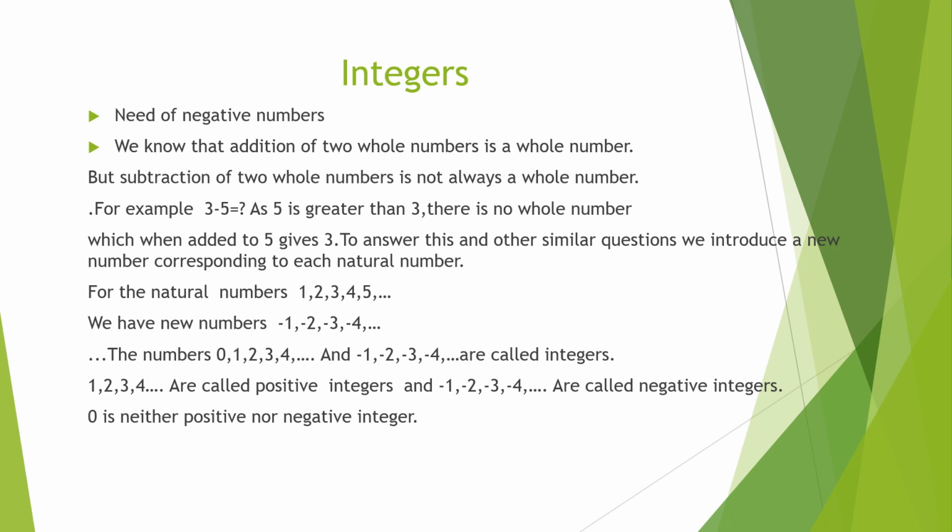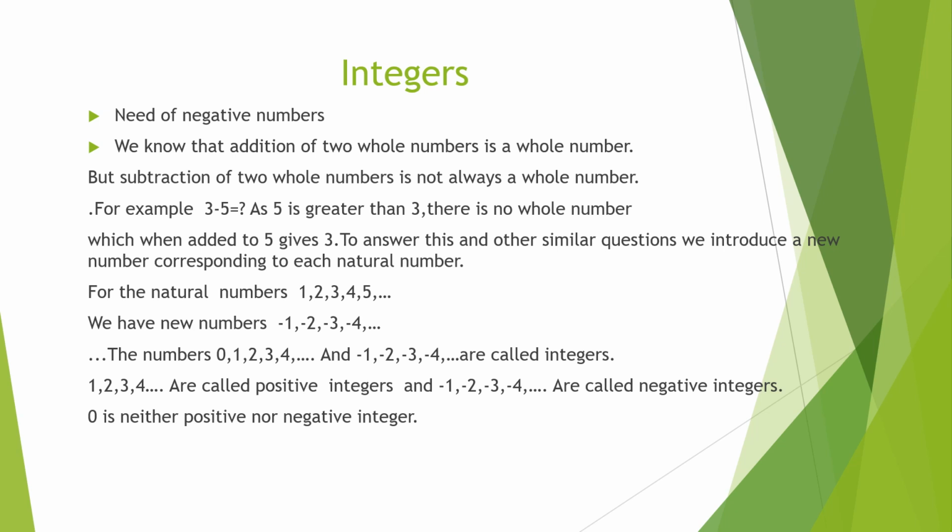The numbers 0, 1, 2, 3, 4, etc. and minus 1, minus 2, minus 3, minus 4, etc. are all called integers. Out of these, 1, 2, 3, 4, etc. are called positive integers, while minus 1, minus 2, minus 3, minus 4, etc. are called their corresponding negative integers.